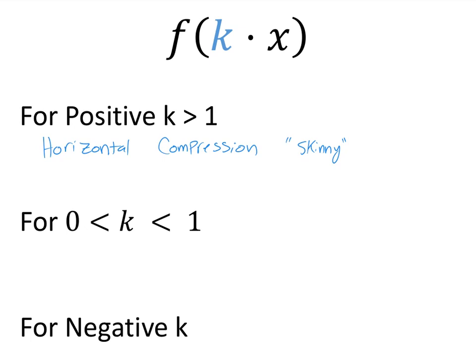And some examples of this might be like 3x squared, or the absolute value of 2x, or the square root of 25x, or something along those lines. This takes the parent function and makes it a horizontal compression, or it makes it skinnier. When k is between 0 and 1, it does just the opposite. It's a horizontal stretch, which makes it generally more fat.